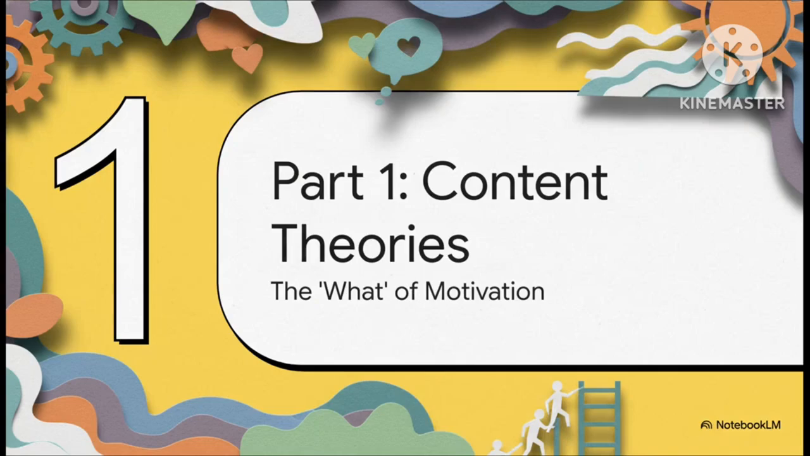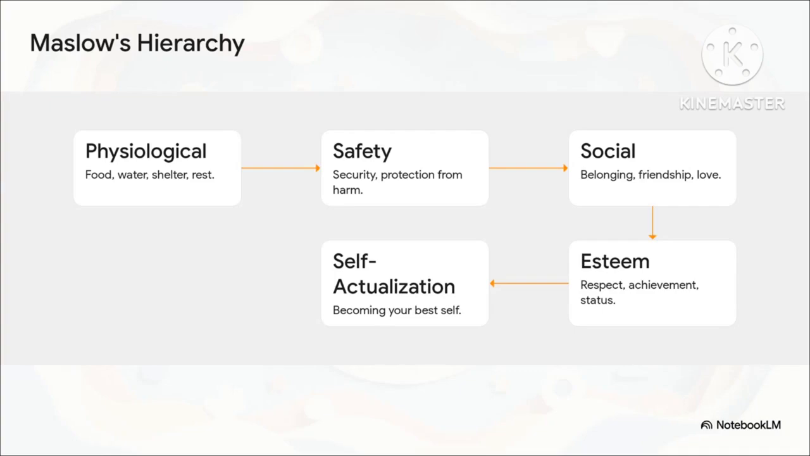So, let's kick things off with that first group, the content theories. These are the big foundational ideas that look at the core needs, the desires, and the drivers that are basically hardwired into all of us. And of course, we have to start with the most famous one of them all, Abraham Maslow's hierarchy of needs.